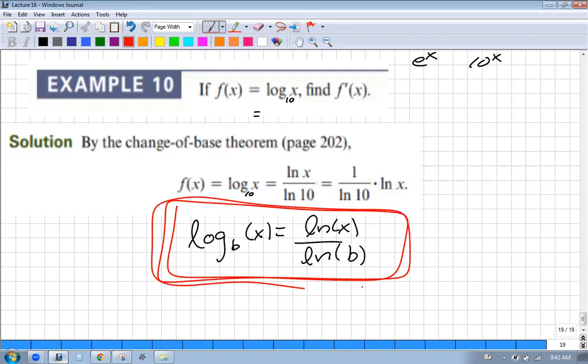Okay. So if we're going to take this guy, this is the same thing as natural log of x divided by natural log of 10. And this is just a number, natural log of 10. So f prime, we have this number out front, and the derivative of natural log is 1 over x.